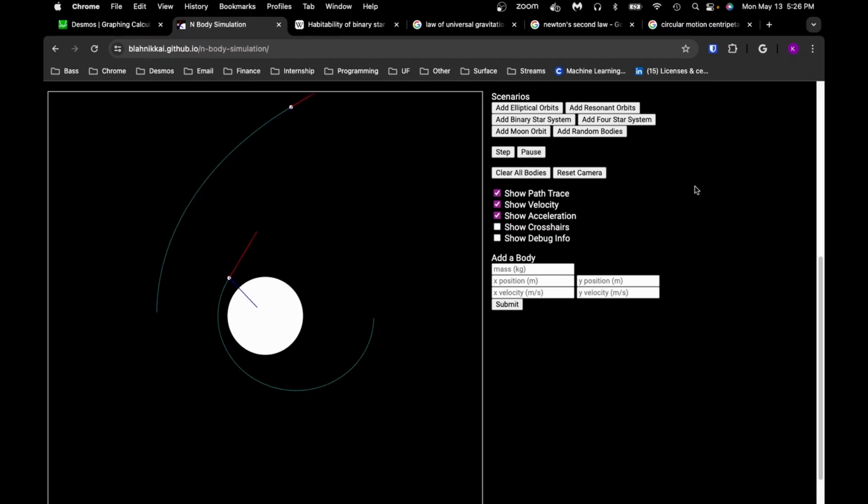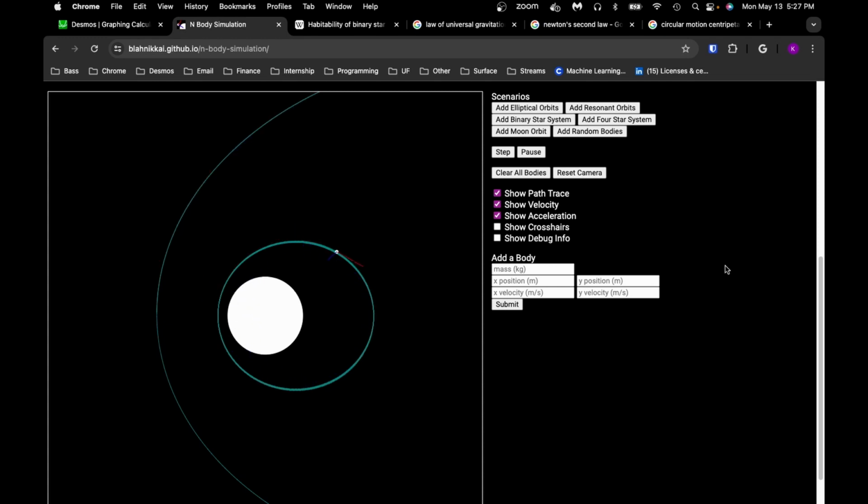Hey everyone, this is my N-body simulation project, which is all about simulating bodies in space affecting each other with gravitation. The first thing that you see upon loading the page is this scenario. We have some pre-made scenarios, and this one is elliptical orbits. You can see there's a body here orbiting in an elliptical orbit, and there's also one that orbits much farther, and right on time it comes back around.